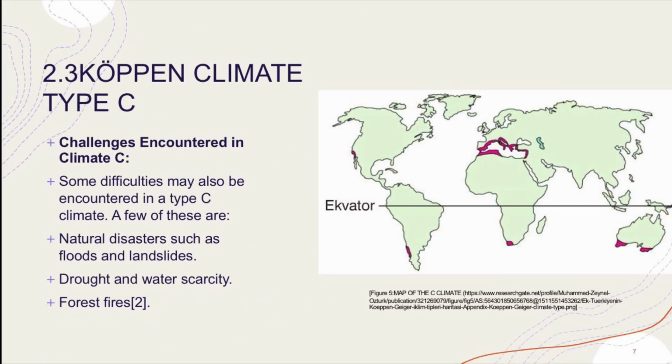Challenges encountered in climate C. Some difficulties may also be encountered in a type C climate. A few of these are natural disasters such as floods and landslides, drought and water scarcity, and forest fire.